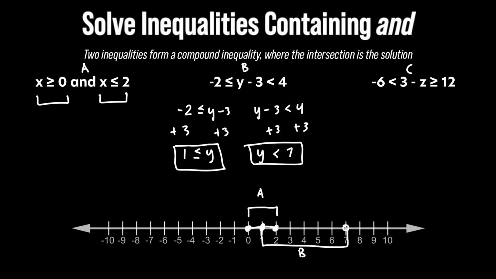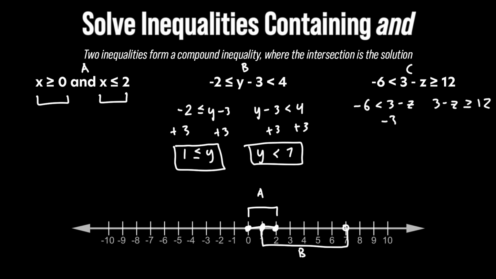For this last problem here, we have negative 6 is less than 3 minus z, which is greater than or equal to 12. So we're going to separate this into our two inequalities, which are going to look like this. Remember, for both inequalities, you always include the middle value in both, but one inequality includes the number to the left and the other includes the one on the right.